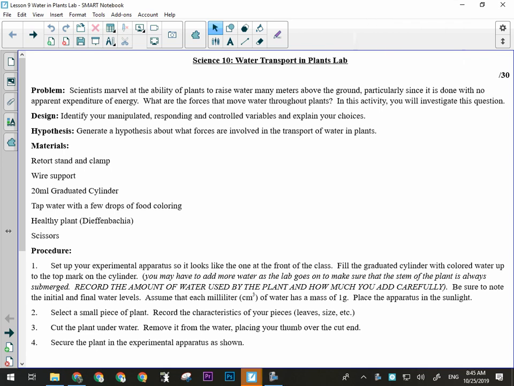All right, so today's lab is the water transport in plants lab. You should be able to find it in Google Classroom. The purpose of this lab, guys, is to investigate and prove what forces a plant uses in order to transport water and where those forces originate from. We've already gone over this in class.